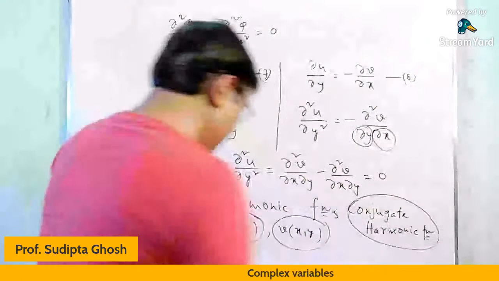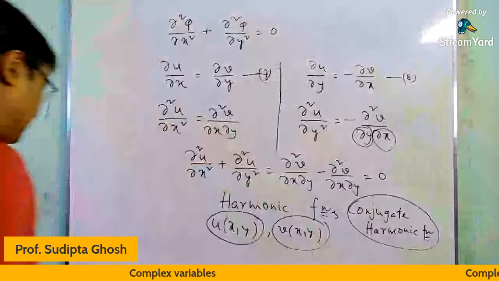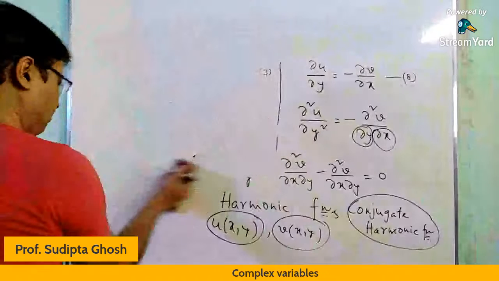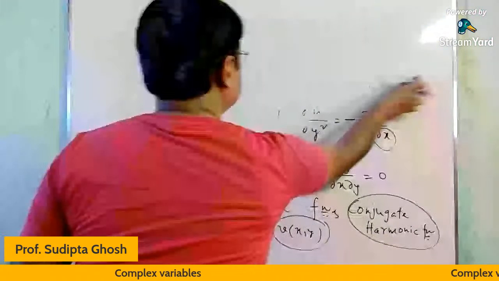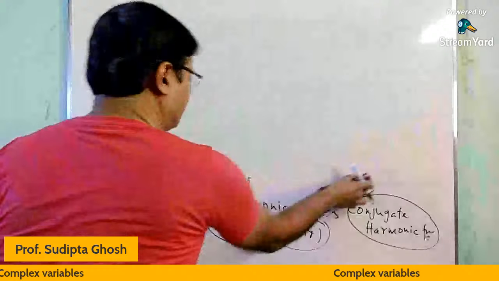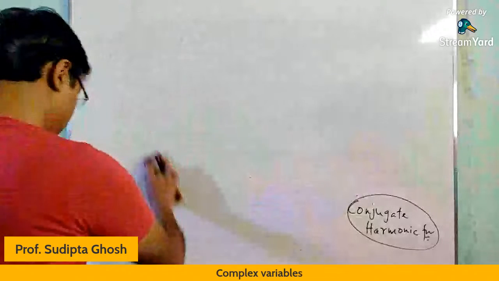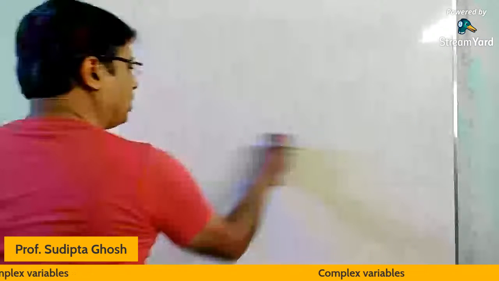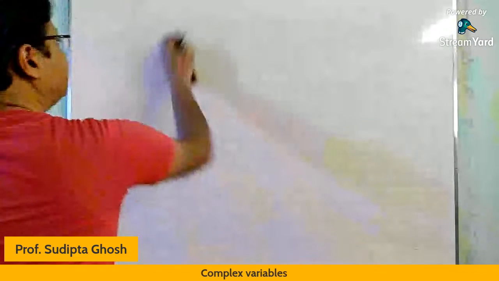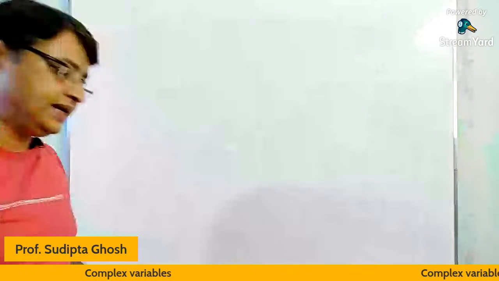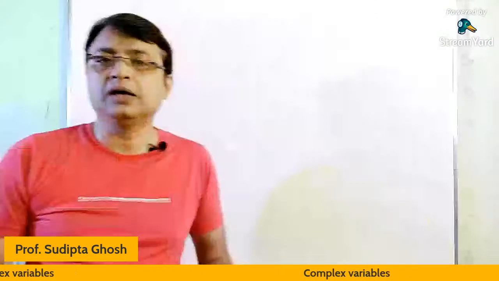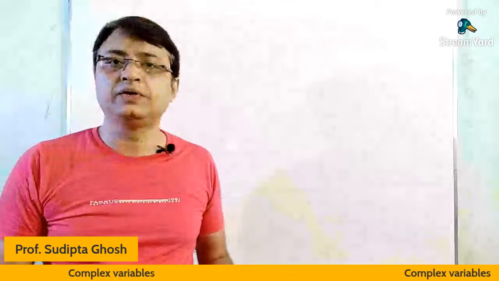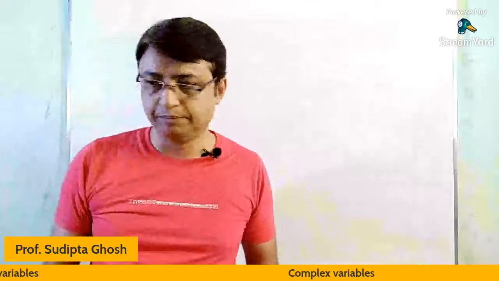Property number 2 tells us that the analytic function W is a function of z alone, and it is independent of the complex conjugate z prime, or z bar. Okay?